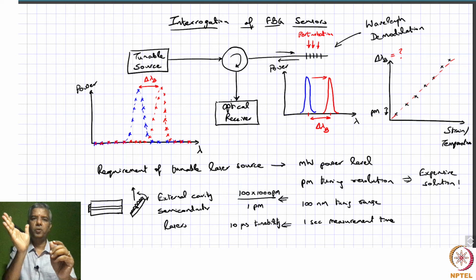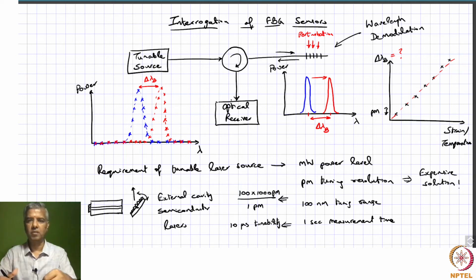Nevertheless, it's a relatively simple way of doing the interrogation if you have a tunable laser source, but like I said, it is not a preferred way of interrogation because the wavelength demodulation happens at the location of the fiber Bragg grating, and you lose the inherent advantages of a wavelength modulated sensor. So we now need to start looking at other ways of demodulation.